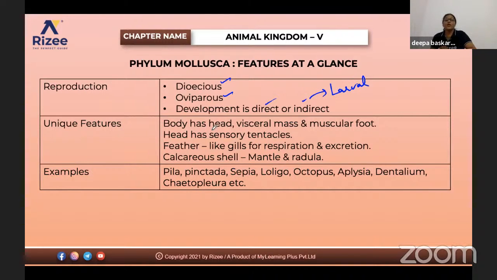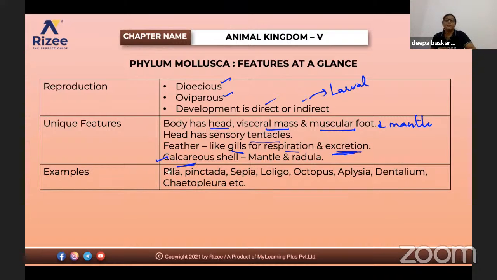Unique features: the body has a head, visceral mass, muscular foot, and mantle. The head has sensory tentacles and feather-like gills for respiration and excretion. You should not forget this. With gills, you will remember only respiration, but in mollusks they are doing excretory function also. While circulating water, they eliminate the waste material also. Again, the shell is calcareous.